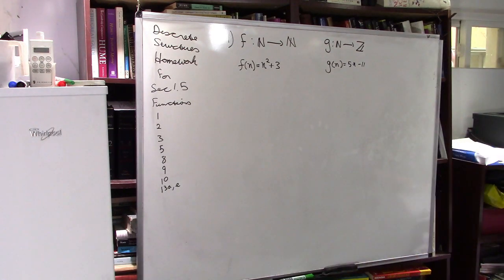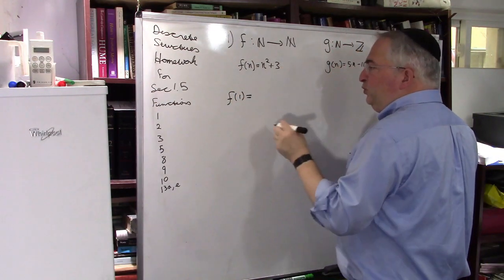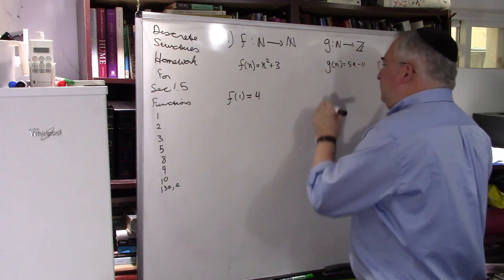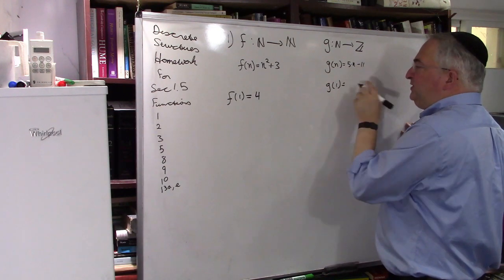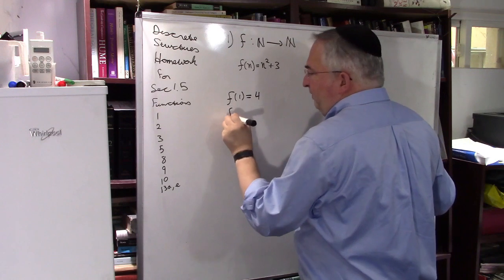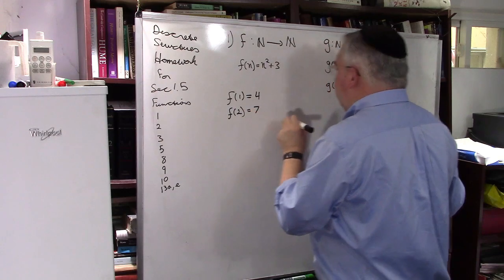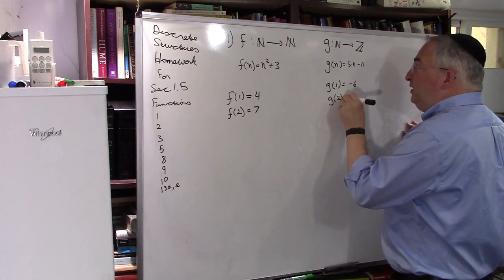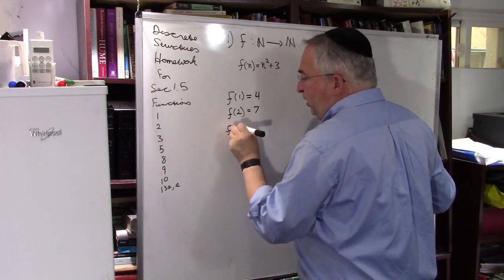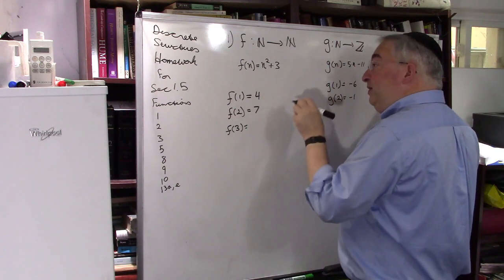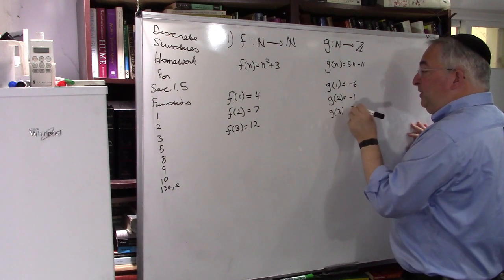So we want f of 1 is equal to 1 squared is 1 plus 3 is 4. G of 1 is 5 times 1 is 5 minus 11 is negative 6. F of 2 is 2 squared is 4 plus 3 is 7. G of 2 is 5 times 2 is 10 minus 11 is minus 1. F of 3 is 3 squared is 9 plus 3 is 12. G of 3 is 15 minus 11 is 4.